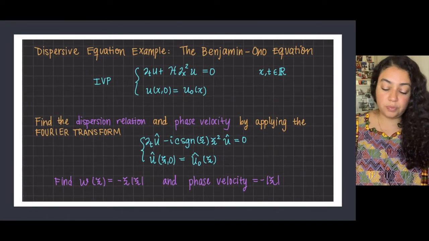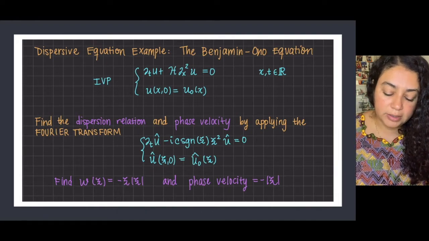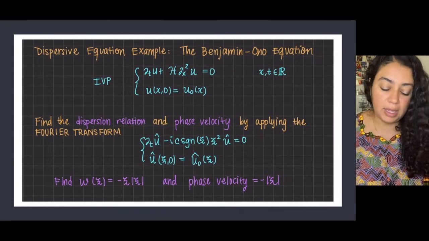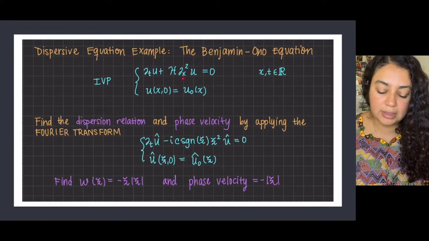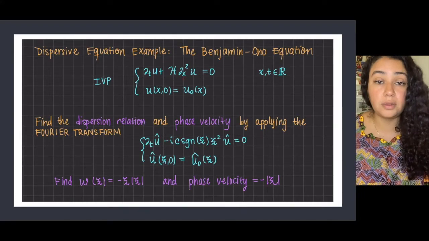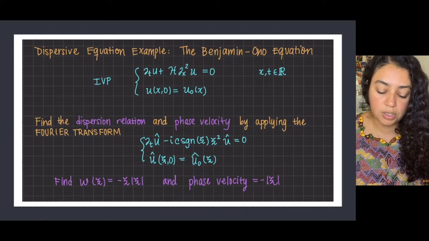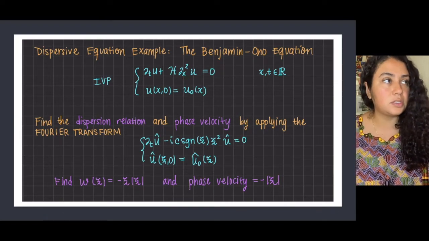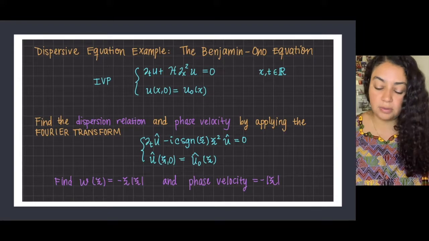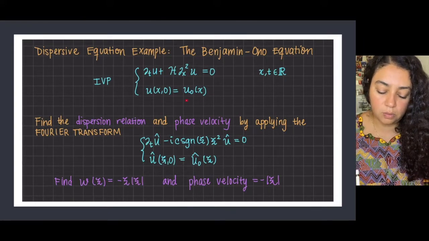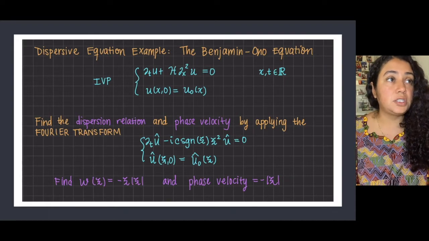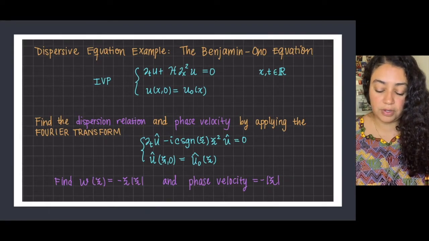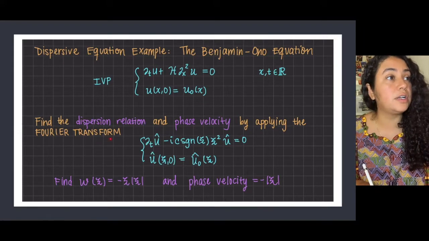Okay, so the Benjamin-Ono equation is another dispersive system I would like to talk about that I spent a lot of time thinking about. It involves the Hilbert transformation and a second order derivative on u. So that is my operator that I would consider for this linear evolution equation. And the question is, is this a dispersive system? Again, we're on the real line, and we have a given initial configuration. In order to find the dispersion relation and the phase velocity, we apply that Fourier transform.